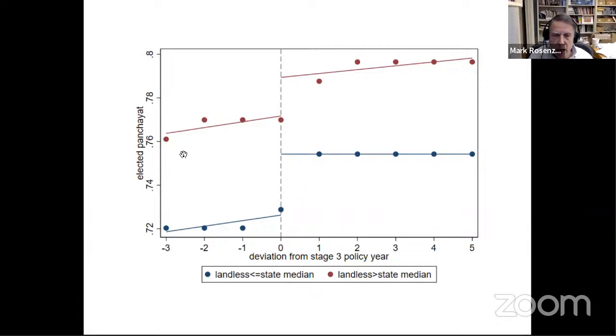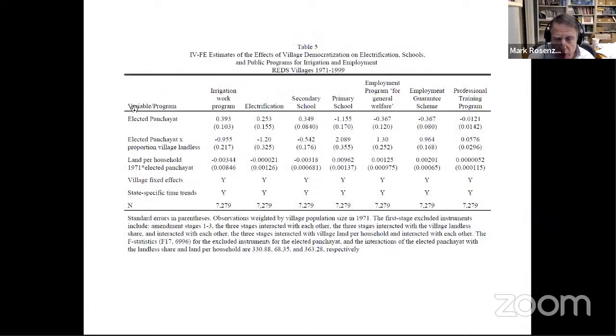Okay, so it looks like the identification strategy has some basis in the fundamental data that we see. We'll also test for F-stats, of course. Okay, and all right, so here's the results. We're using the time series from 71 to 99. We're clustering at the village level. The elected panchayat, the panchayat interacted with the landless share.